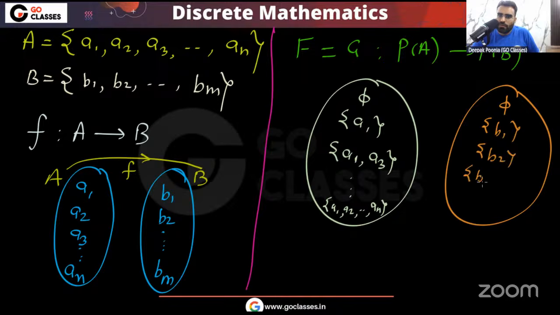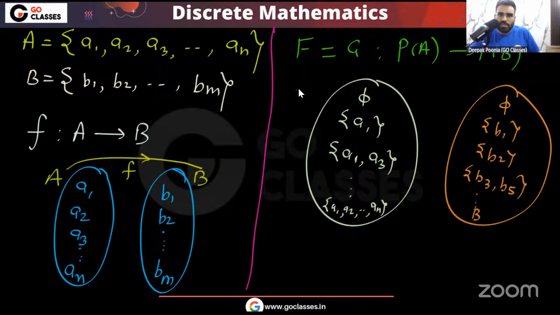Okay, for example, I can say this B3, B5, B3, B5, like that, and so on. And at the end, the entire set B also, yes, I can write, because this B is also a subset of B. So, for example, this is capital A, this is capital B.